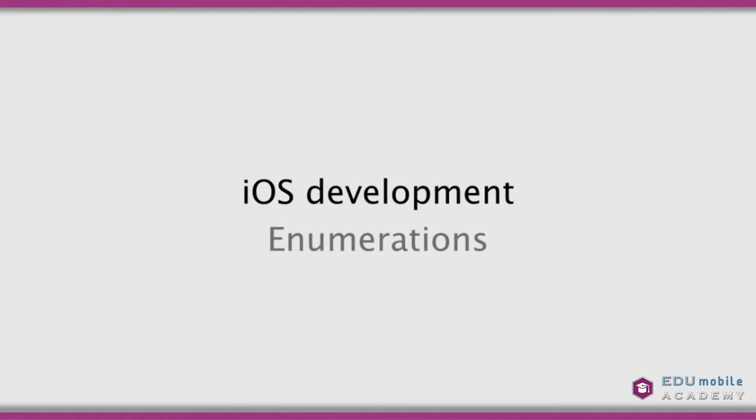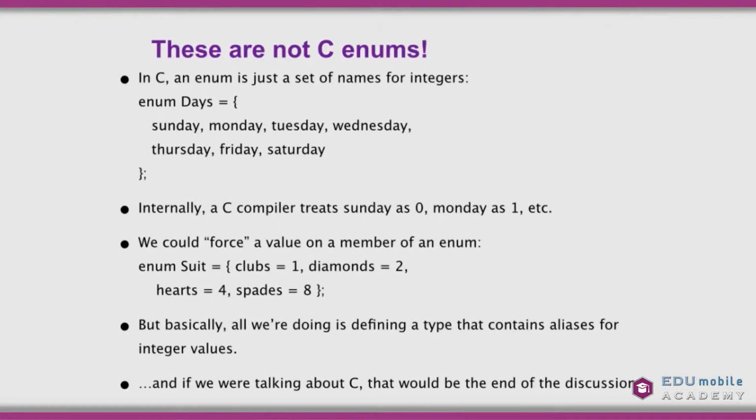In this discussion, however, we're going to have more other information that we're going to build upon when we talk about structures and classes as well. So first of all, these are not the C enumerations you may be used to dealing with. C enumerations are very simple. In C, an enumeration is just a set of names for integers. It's just an alias for a bunch of integer names.